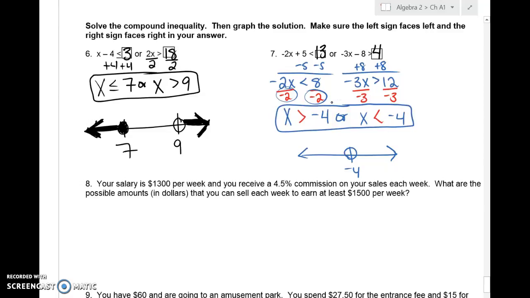Some teachers are super picky. They want the less than symbol on the left and the greater than symbol on the right. It doesn't really matter. I'm not going to be picky like that.